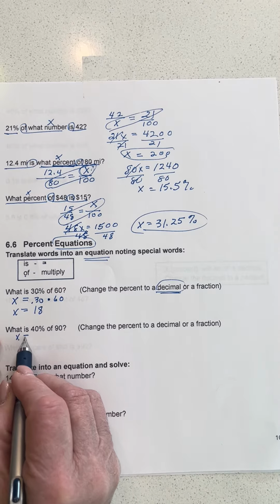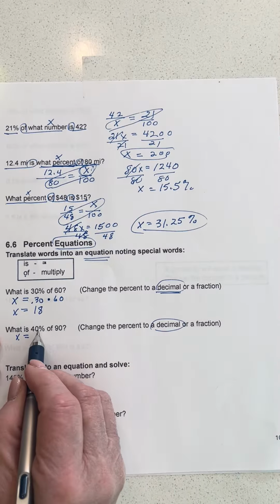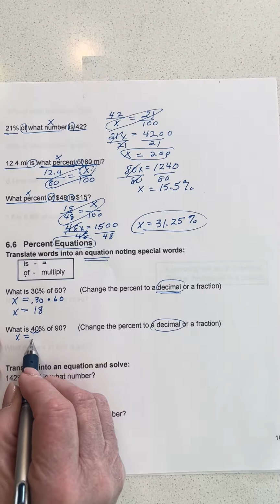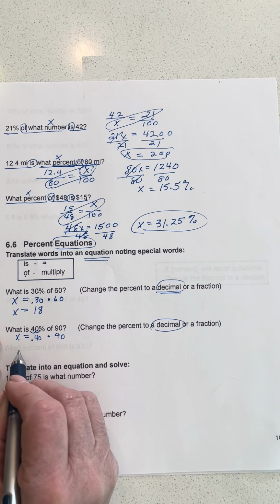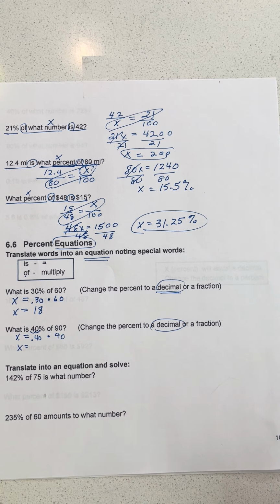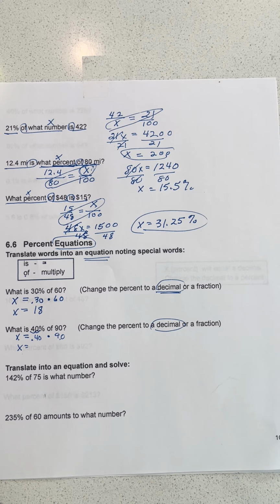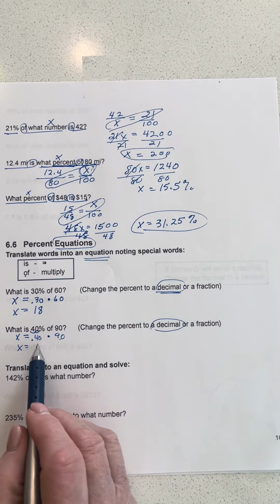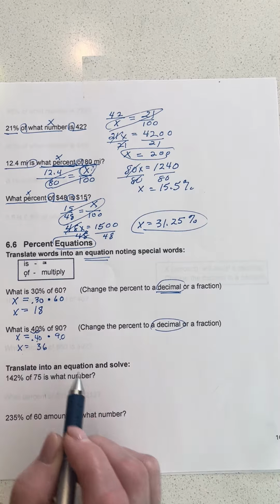What is 40%? And again, we're going to change this percent to a decimal by moving the decimal point 2 places to the left. Of means multiply, 90. Now, some of you will say, oh, I can do that without doing all this. Well, you can, but you won't get all the points. So I need to see you write out the equation, and then you can solve it, and you'll be able to use your calculator to do that. And we're going to multiply 40 hundredths times 90, and we get 36 for our answer.